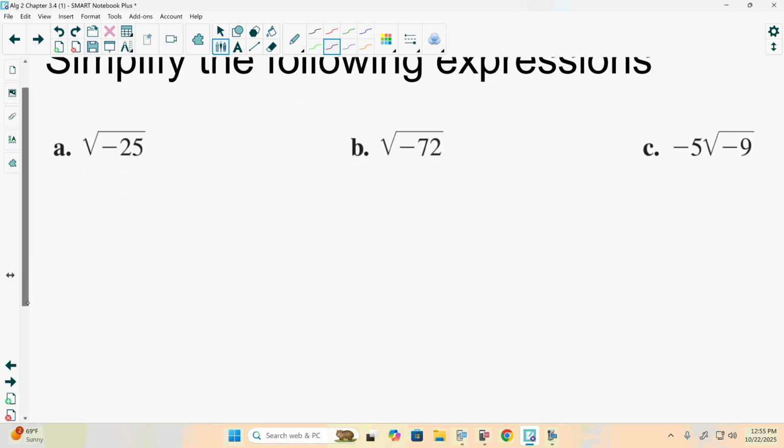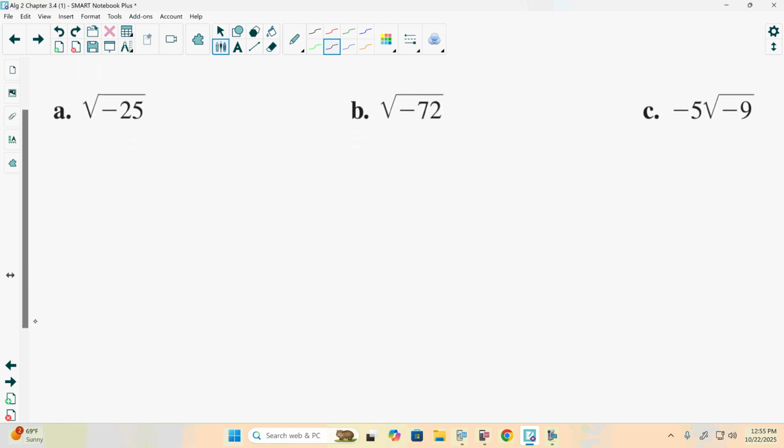And now that having this and knowing this, we can actually start simplifying these radicals, these square roots, with negative numbers. So if we take the square root of negative 25, for instance, we can actually break this apart because the square root of negative 25 is the same as saying the square root of negative 1 times 25. Negative 1 times 25 is negative 25.